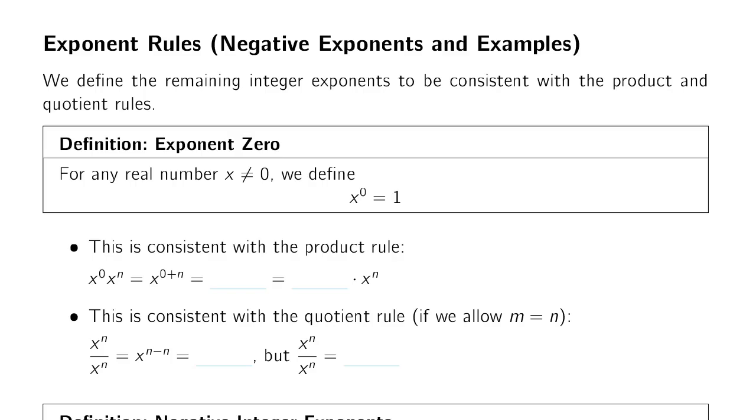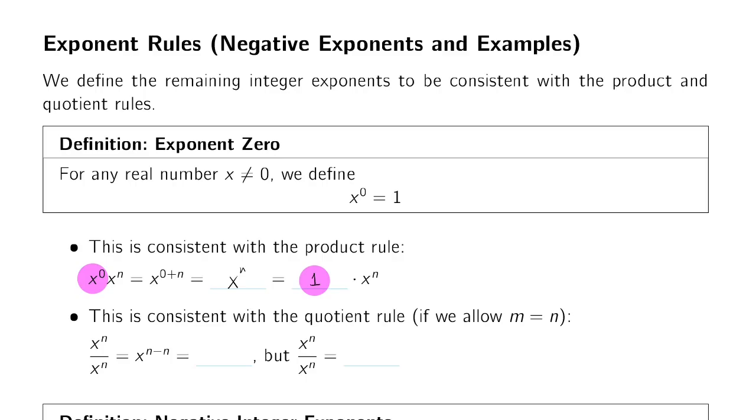If we have x to the 0 times x to the n, that has to be x to the power 0 plus n, which is just x to the n, which is 1 times x to the n. And so x to the 0 ought to be equal to 1.